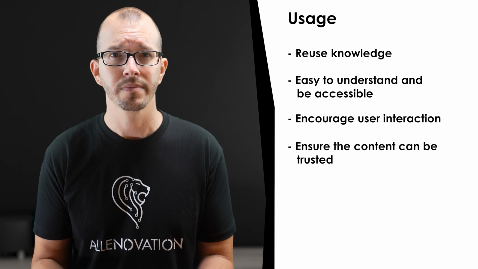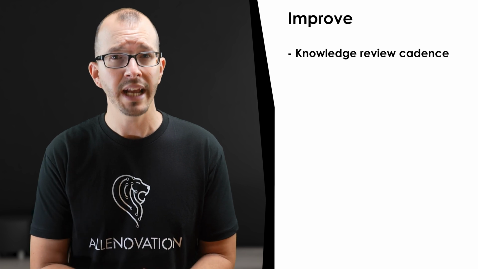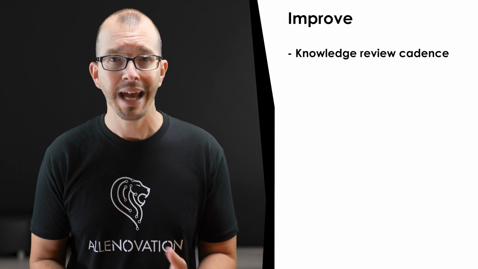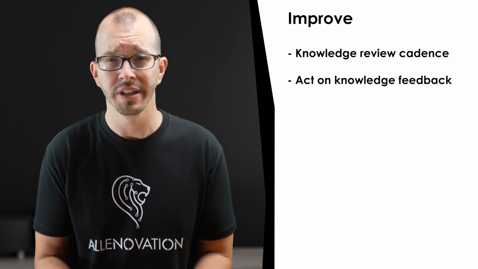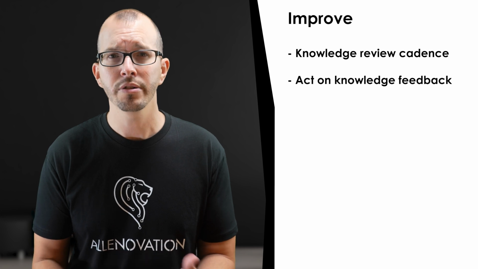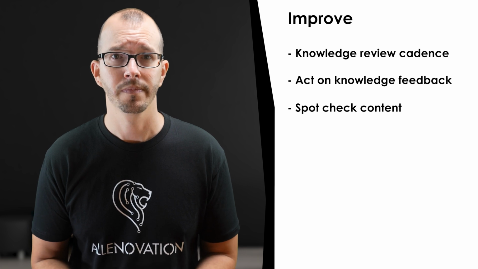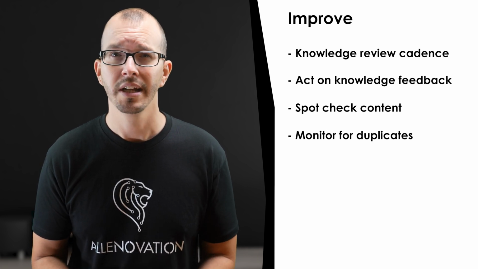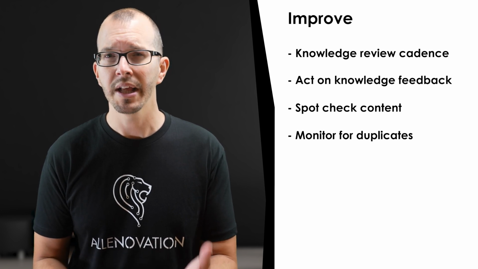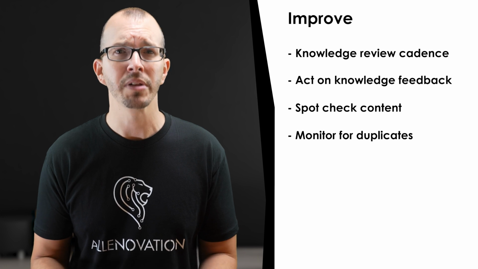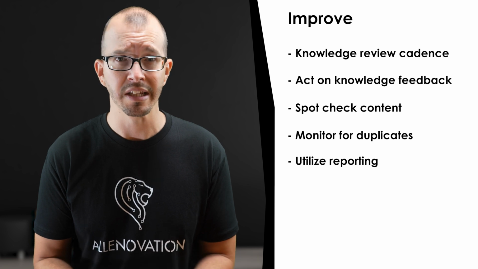Is it relevant? To improve knowledge, you'd want to set knowledge review cadence and action. Act on knowledge feedback. So don't just capture feedback and ratings from end users and then let it sit there. Consider spot checking content for data accuracy, usability, and readability. Monitor for duplicates. You want to encourage more articles to be produced within your knowledge management system, but at the same time, ensure you don't add duplicates. And then finally, use reporting and dashboards, such as performance analytics and other metrics.